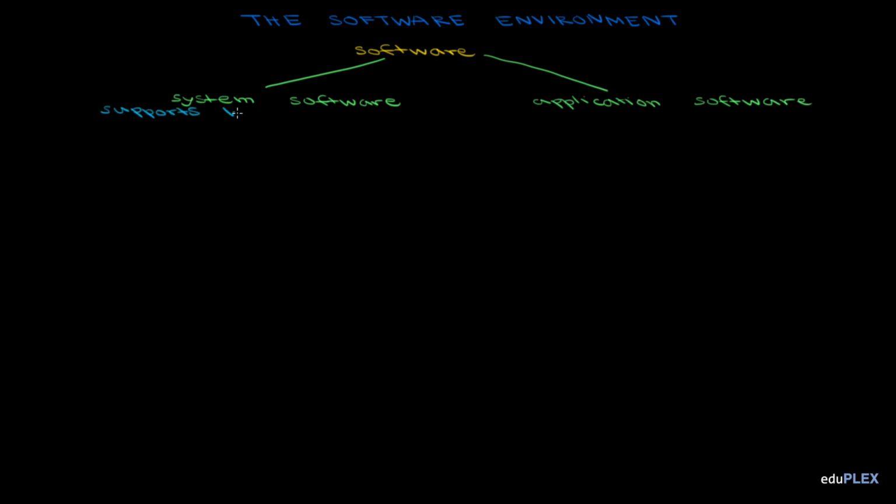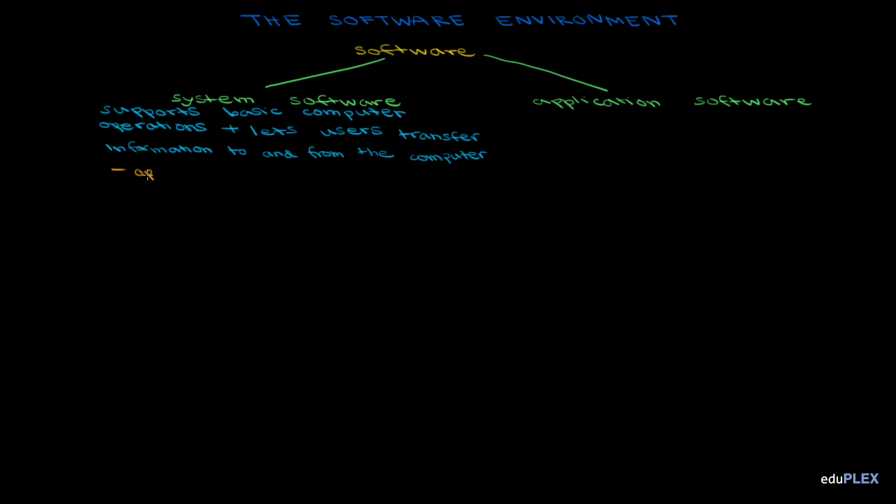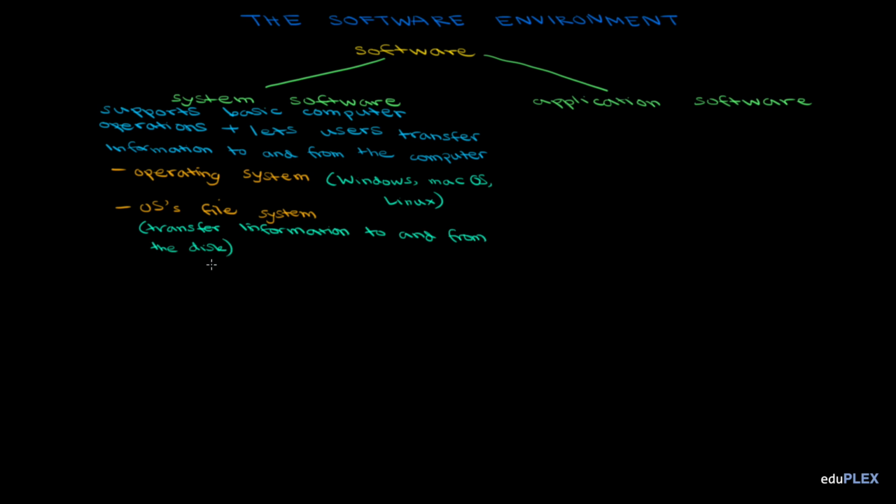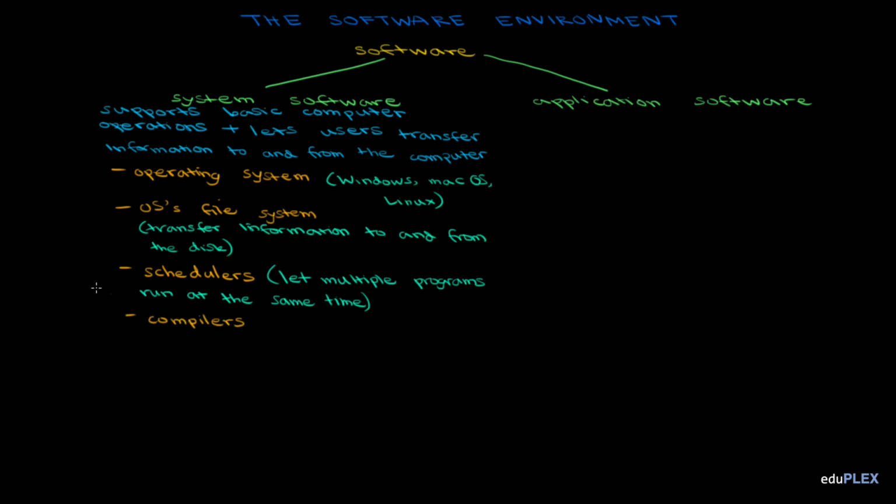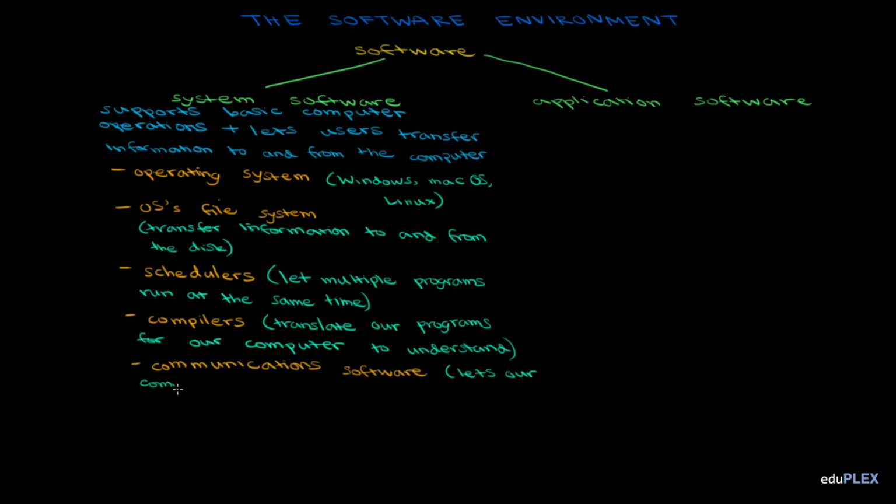System software supports basic computer operations, and it lets users transfer information to and from the computer. System software includes the operating system itself, like Windows, macOS, or Linux, and the operating system's file system that lets it transfer information to and from the disk, along with its schedulers that let multiple programs run at the same time. It also includes compilers, which essentially translate our programs for our computer to understand, along with communication software, which lets our computer connect to other computers and to the internet.